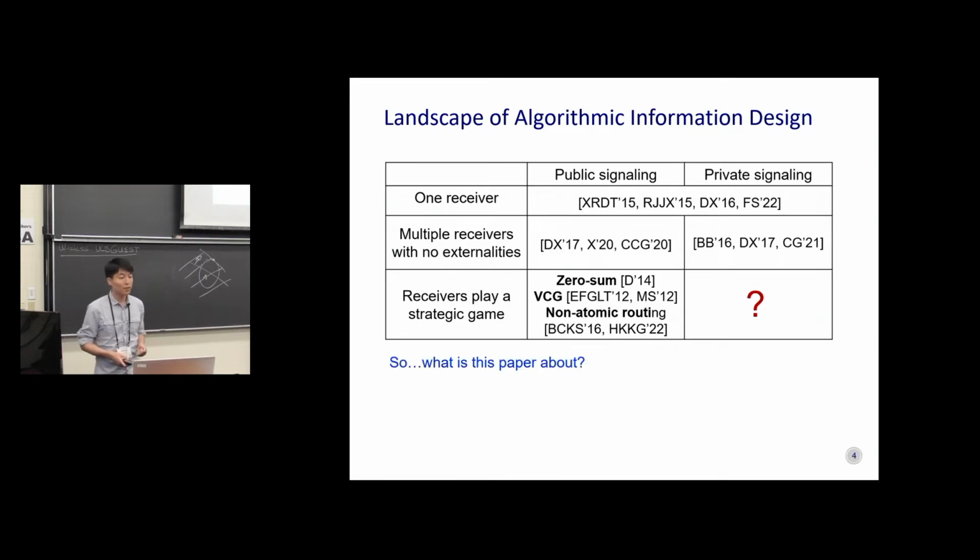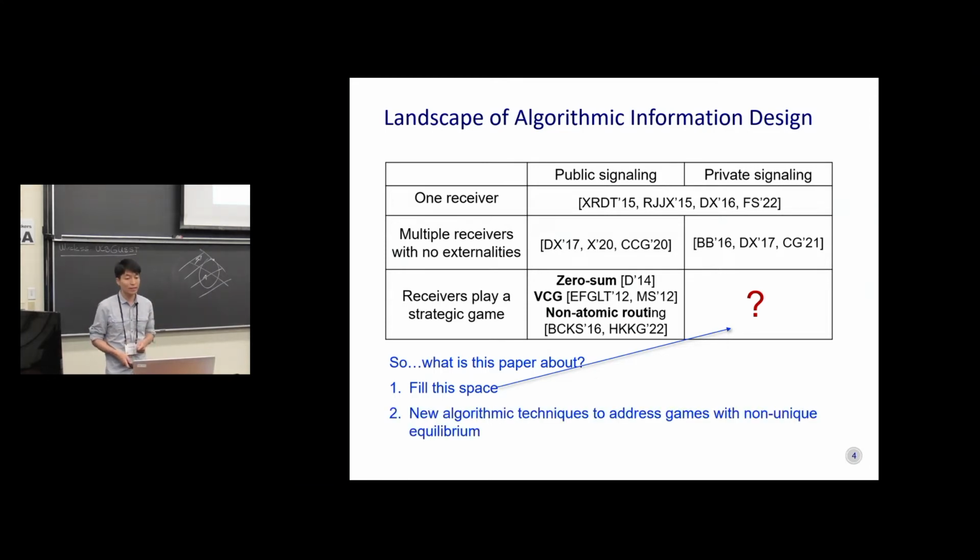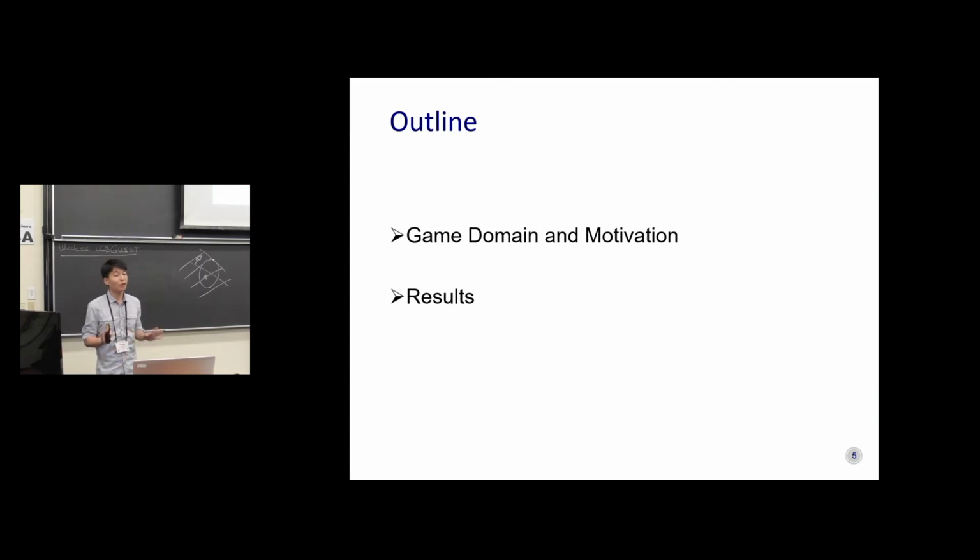Okay, so what is this paper about? I view the contribution of this paper as mainly twofold. First, we're trying to fill in this empty space about optimal private signaling in a strategic game. And second, we're trying to develop some new algorithmic concepts and techniques that can address games with non-unique equilibria. So hopefully, these techniques can be applied to settings where your game does not have a unique Nash equilibrium. Here's the outline for the rest of the talk.